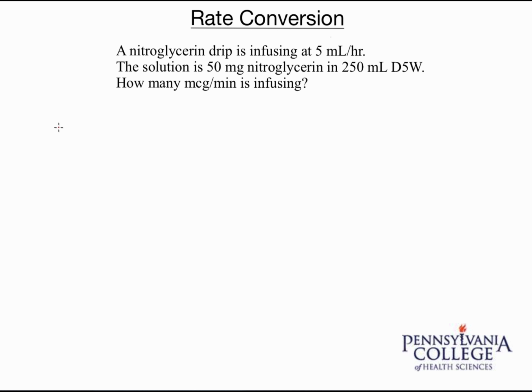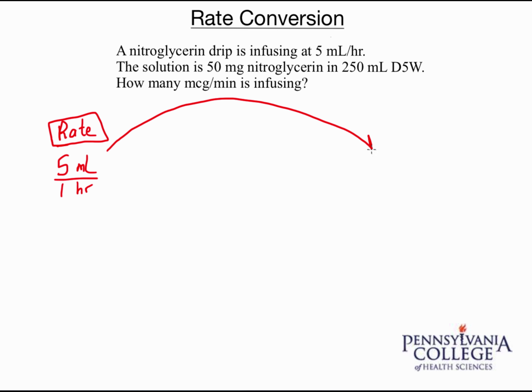I know in this example, or in any example where I'm converting rates, that I'm going to have to start somewhere. I'm going to have to start with some rate, some piece of information that I know. And right now, the only thing that I know relative to a rate is that the nitroglycerin is infusing at 5 milliliters every 1 hour. That's what I know to be happening right now. When I am done converting using dimensional analysis, what I want at the end, not a unit of milliliters per hour, but micrograms per minute. Micrograms per minute. That's what I want.